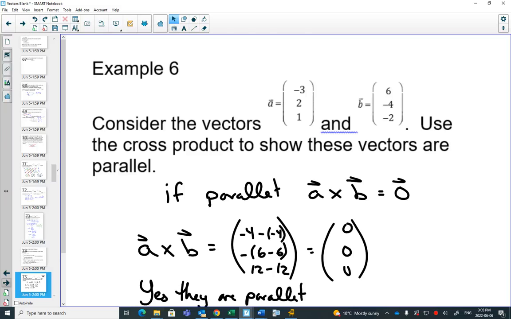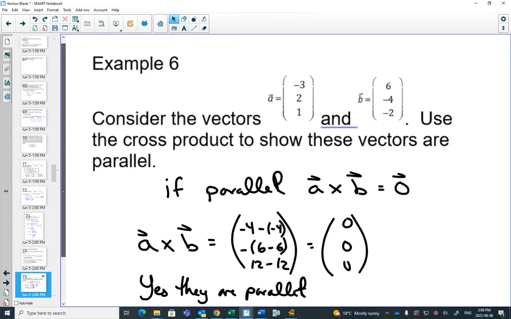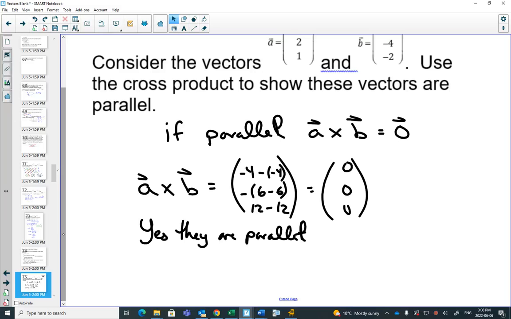yes, parallel. This is a fancy L. Parallel twice. Wow. Parallel. Okay.